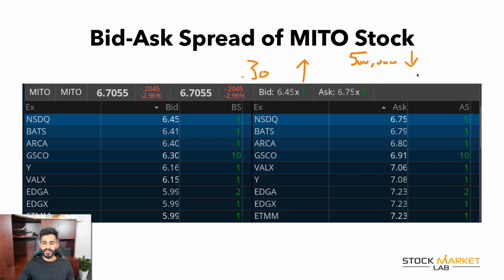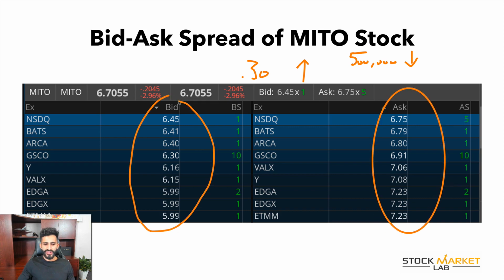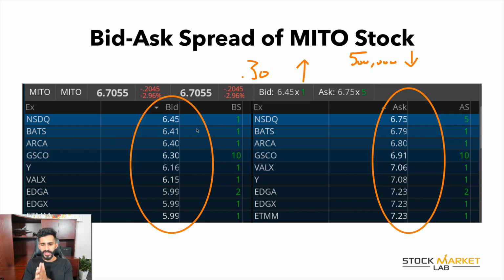Now, with that being said, the next thing you have to understand is, like I mentioned, the people sitting at the bid and the people sitting at the ask are usually market makers. Their job, once again, is to fill the bid, fill the ask, and exchange shares. So if you ever need to buy or sell a stock immediately at market price, their job is to make sure those orders get filled.